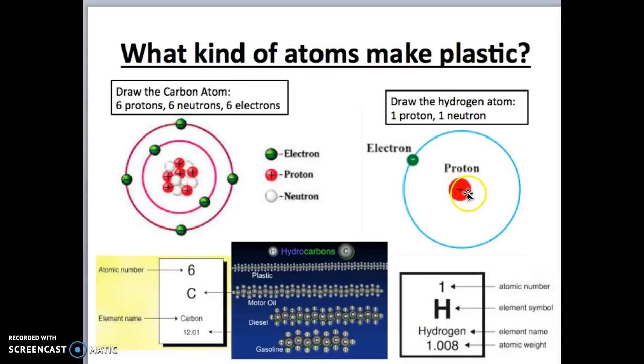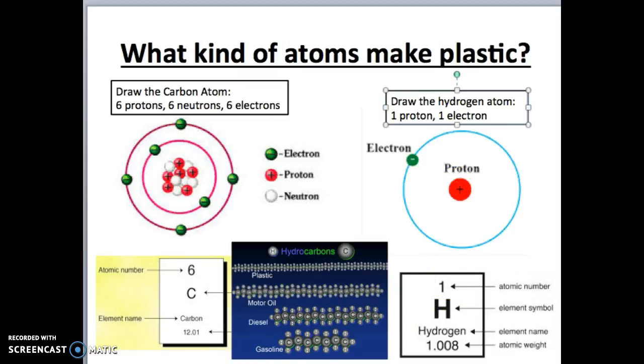On the right side, I would like you to draw the hydrogen atom. In the center, you have 1 proton. Oh, this is a typo. You should be drawing 1 electron on the outer shell. And if you look at the atomic number, you can see that there is a matching 1 here for the electron and the proton number.